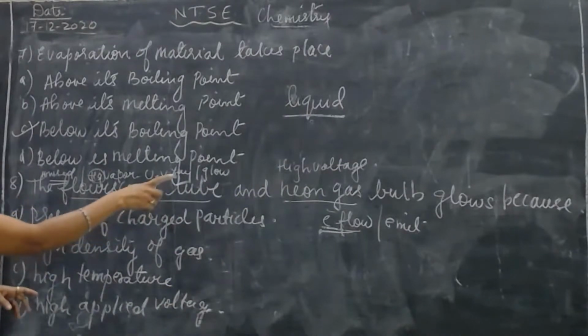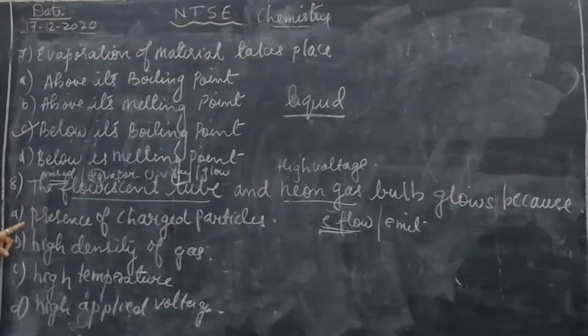The fluorescent tube and neon bulbs glow because of presence of charged particles, high density, high temperature, or high applied voltage. But in both the cases, what is common? You can see there is a flow of electrons. That is, they have charged particles, and these charged particles are responsible for the flow. It is due to the presence of charged particles that they glow. Understood? Next one. I hope these things are clear here.